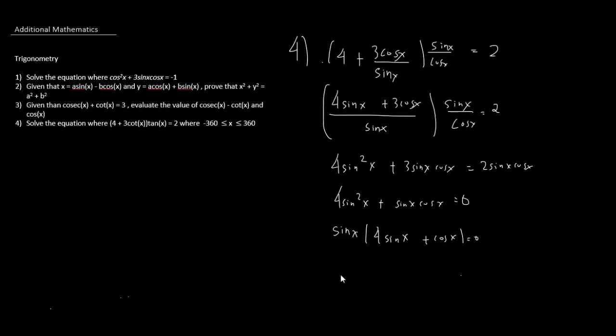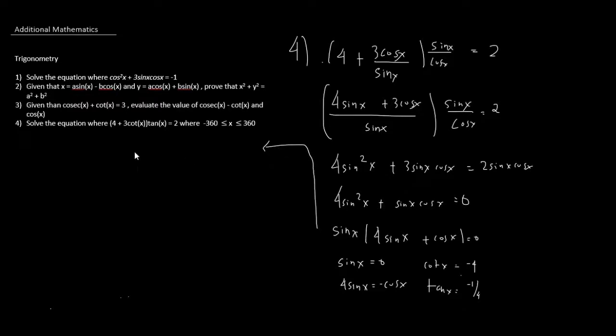And so we have sin x equal to 0, and we have 4 sin x equal to negative cos x, right? And therefore, cot x is equal to negative 4, and tan x is equal to negative 1 over 4, because cot is the reciprocal of tangent. Alright, so let's move on here.